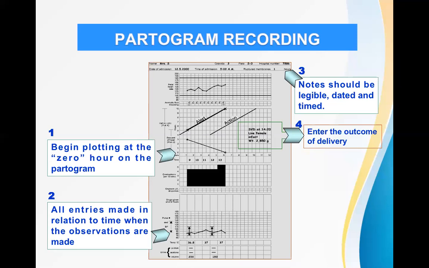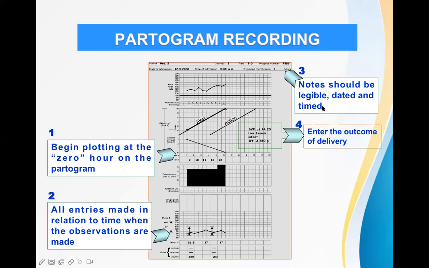Then second, all entries are made in relation to the time when the observations are made. We have to plot according to the time. See this. These are the pulse and blood pressure which are taken, so we have to plot them. And after some time, we have to take them again and plot. And then we have to draw a graph. That is the way. The third step: notes should be legible, dated and timed.